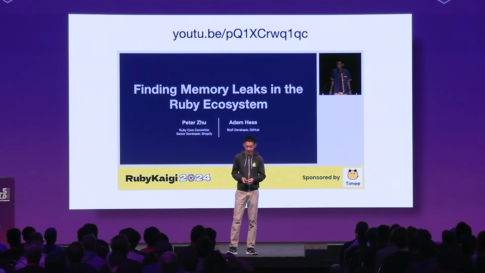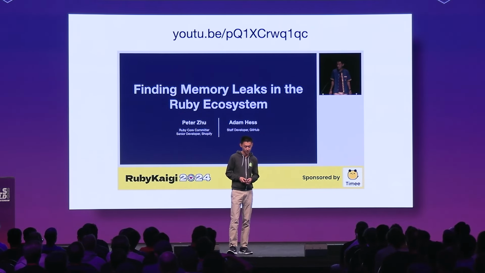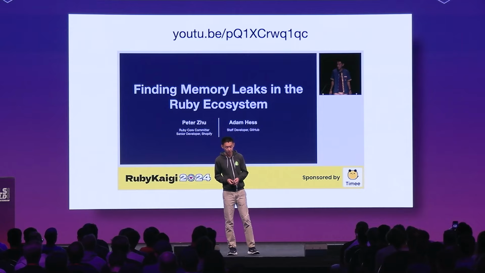At Ruby Kaigi 2024, I gave a talk with Adam Hess from GitHub about finding and fixing memory leaks in Ruby and in native gems. If you're a native gem maintainer, you can take advantage of the Ruby free at exit feature and the Ruby memcheck tool that I built to find memory leaks in your native gem.